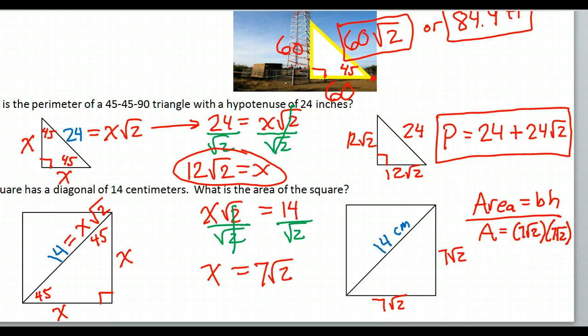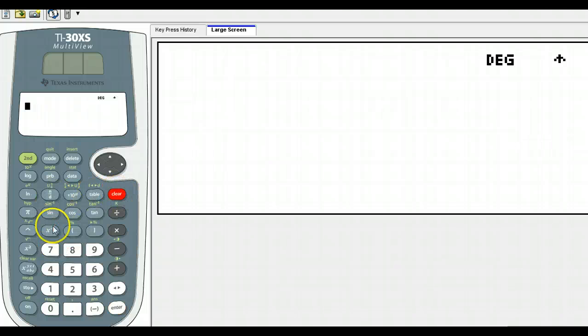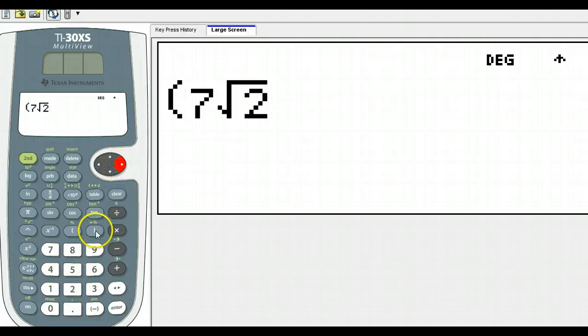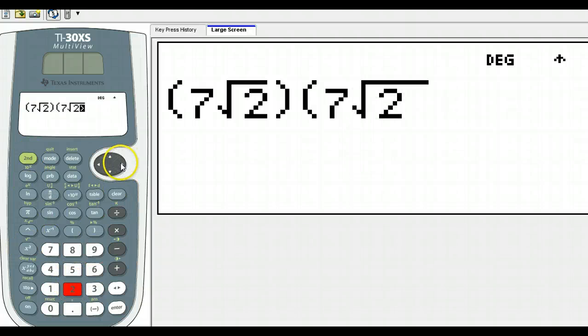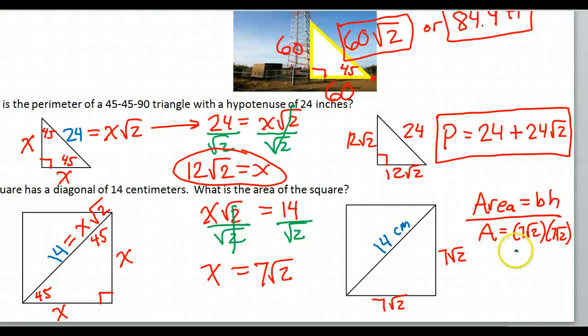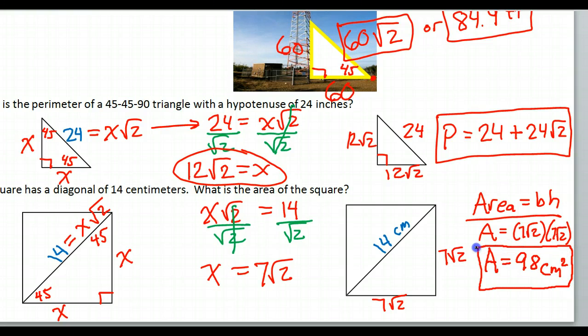So what is 7 radical 2 times 7 radical 2? That's the question. Let's put it in the calculator. 98, my friends. 98. So that means that the area is in fact 98 centimeters squared. 98 square centimeters. Okay. That is it for the homework. You may need to watch some of those again to really understand.